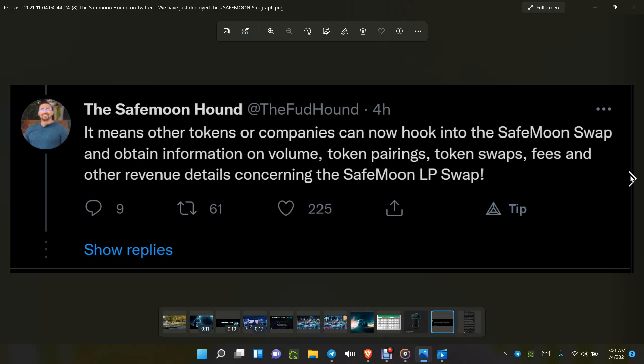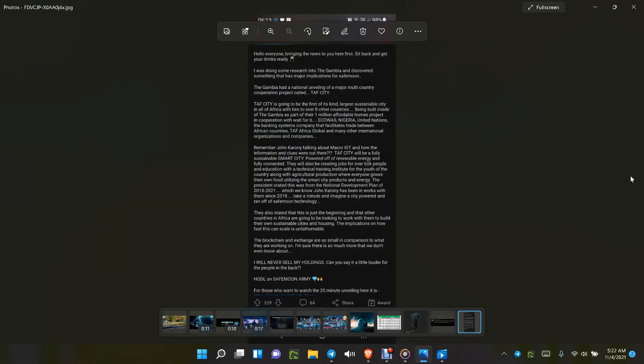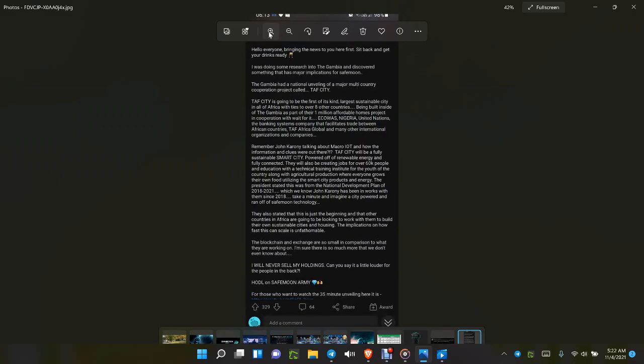Okay, SafeMoon Hound. I'm going to show you his tweet, and then this is his answer. It means the other tokens or companies can now hook into the SafeMoon swap and obtain information on volume, token pairings, token swaps, fees, and other revenue details concerning the SafeMoon LP swap. So that's good. This one I have not read through. I will read through this next video.